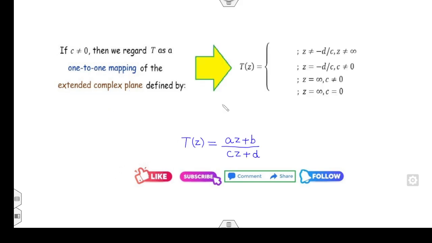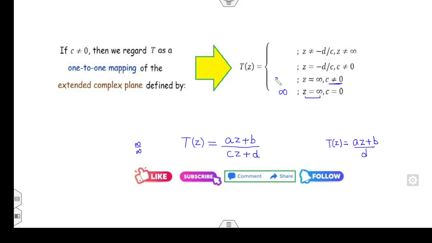If I define the mapping as (az + b)/(cz + d), can you define the values? Whenever c is equal to 0, then your mapping is (az + b)/d, and whenever z is equal to infinity, the answer is infinity. Whenever c is non-zero, then what is the value of T(z) at z equal to infinity? Again, it is an infinity by infinity form.